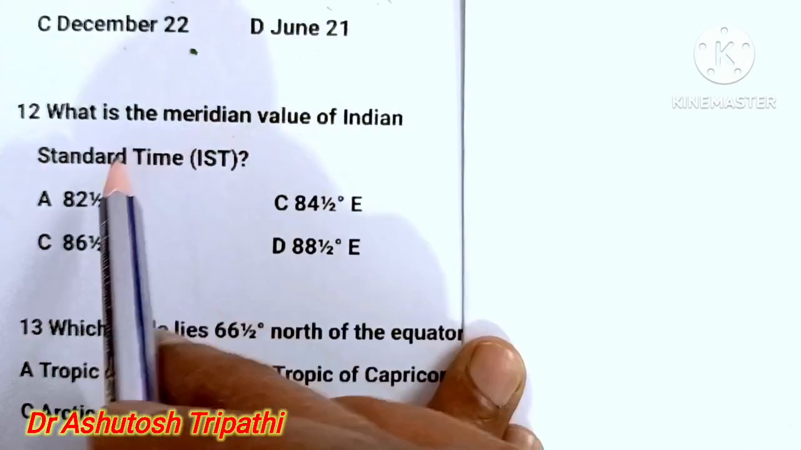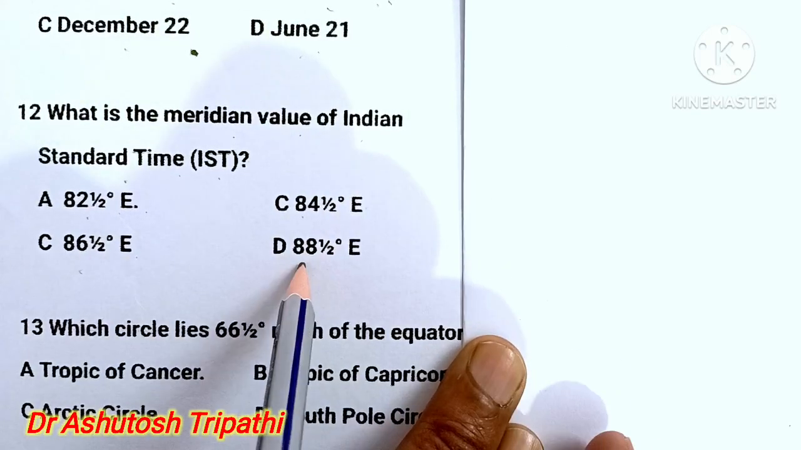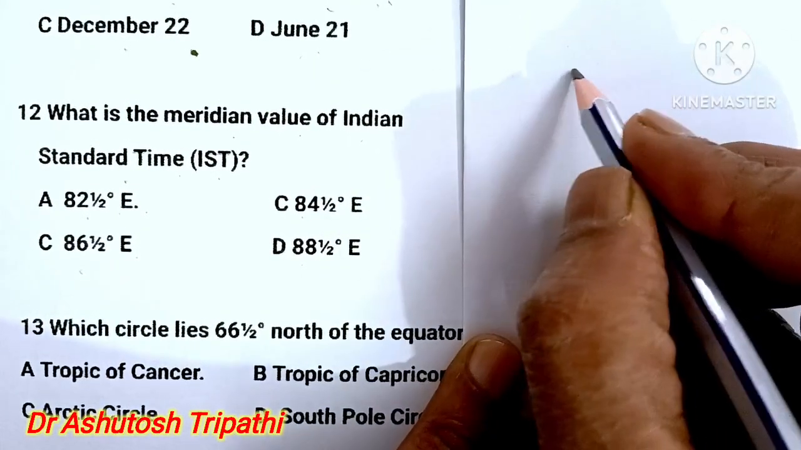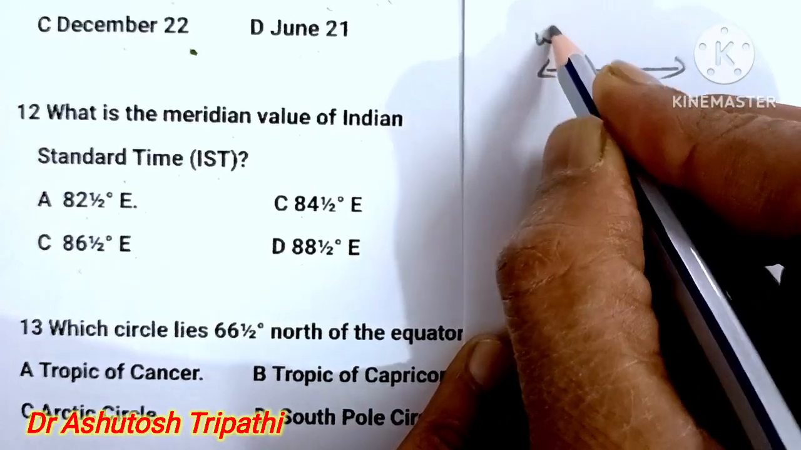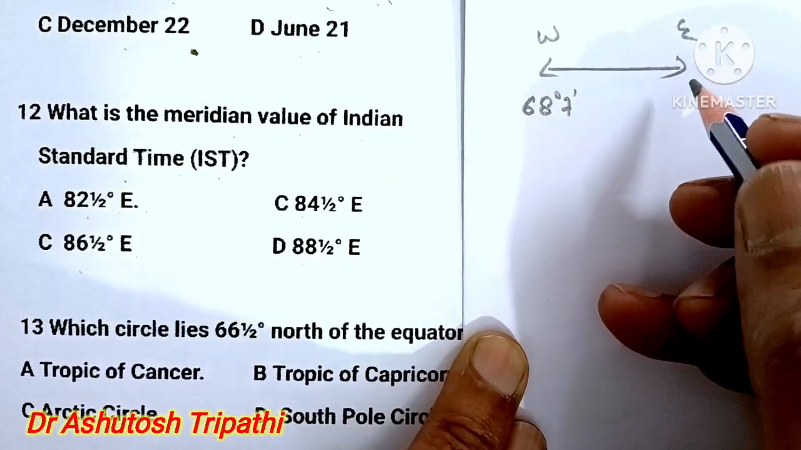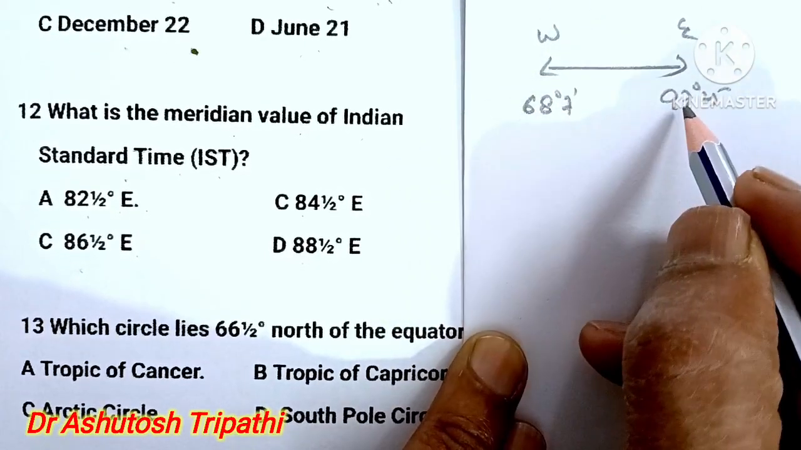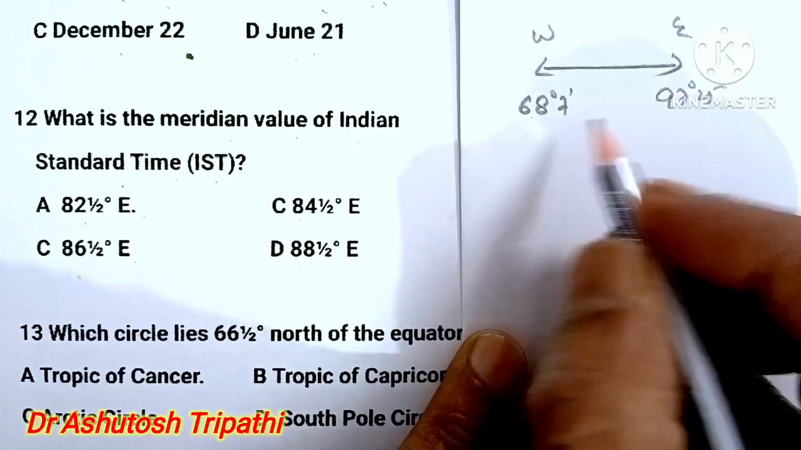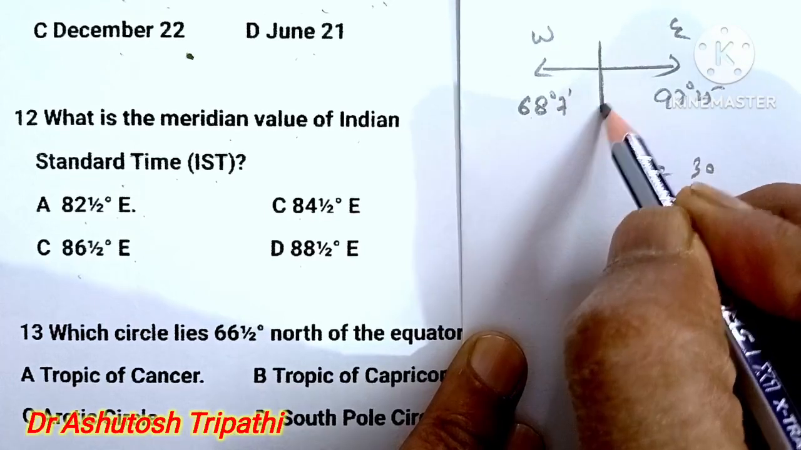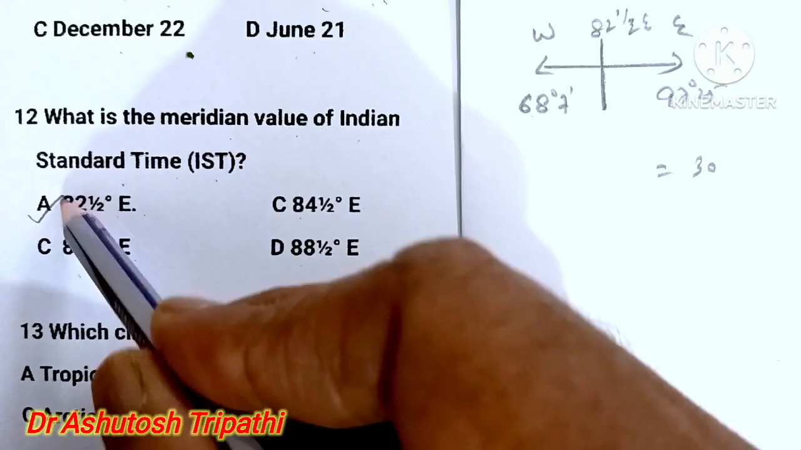What is the meridian value of Indian Standard Time? 80 and a half east, 84 and a half east, 86 and a half east, or 88 and a half east. The longitude extent of India from west to east is 68 degree 7 minutes to 97 degree 25 minutes. If you subtract 68 from 97, it comes to about 30. Then you have to select the middle part of it, which is 82 degree and a half east. The answer is 82 degree and a half.